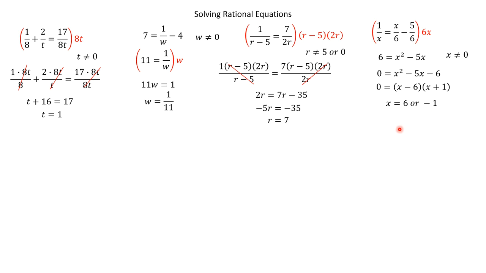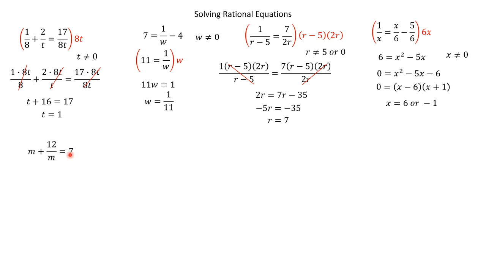Is x allowed to equal 6? Is x allowed to equal negative 1? Yep, neither of those is 0. So x equals 6 or negative 1. If we plug those back in, we have 1 over 6 equals 6 over 6 minus 5 over 6. That's 1 minus 5 over 6, which is 1 over 6. If you plug in negative 1, we get negative 1 on the left, and on the right negative 1 over 6 minus 5 over 6 is negative 6 over 6, which is negative 1. So both of those do work if we plug them back in.